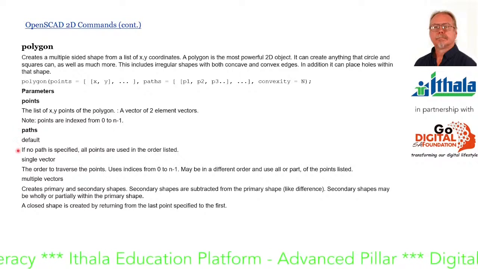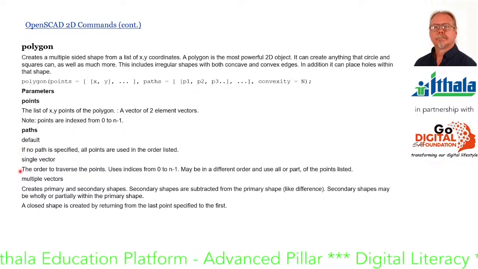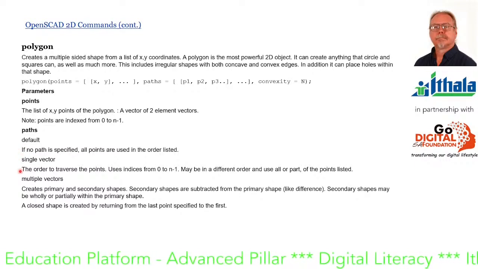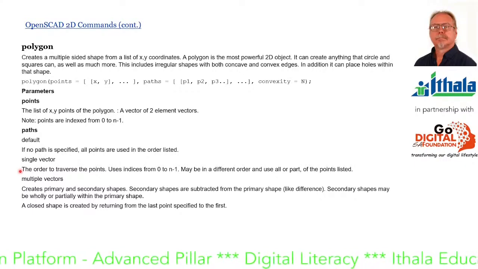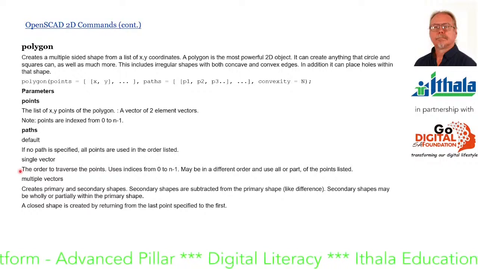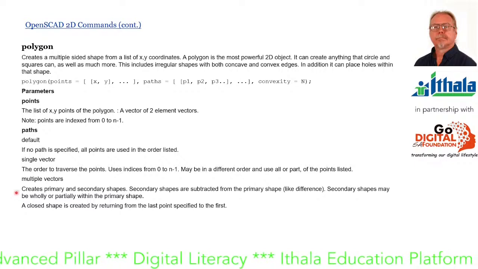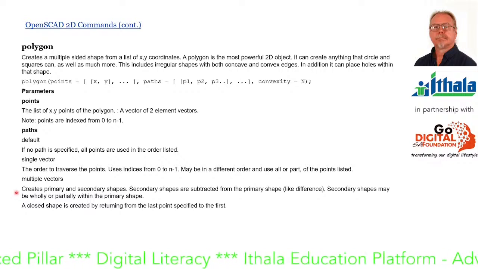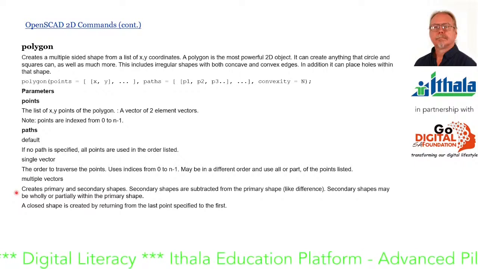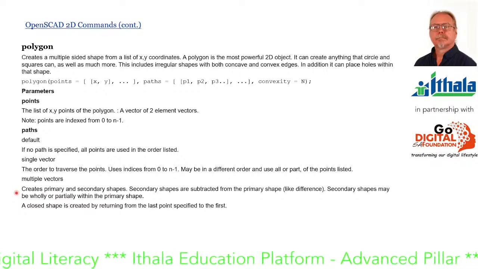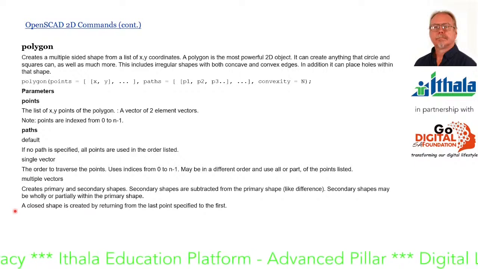Paths: if no path is specified, all points are used in the order listed. A single vector gives the order to traverse points, uses indices from 0 to n-1, may be in a different order, and may use all or part of the points listed. Multiple vectors create primary and secondary shapes. Secondary shapes are subtracted from the primary shape, like difference. Secondary shapes may be wholly or partially within the primary shape. A closed shape is created by returning from the last point specified to the first.